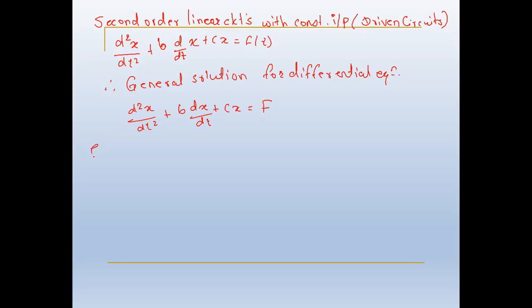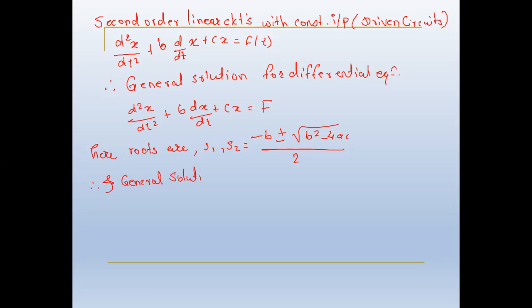Here the roots are S1, S2 is equal to minus b plus or minus square root of b square minus 4ac, divided by 2a. The general solution can be given by x of t is equal to xn of t plus x of f.